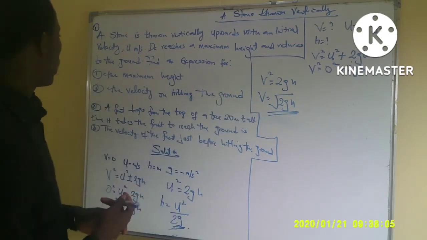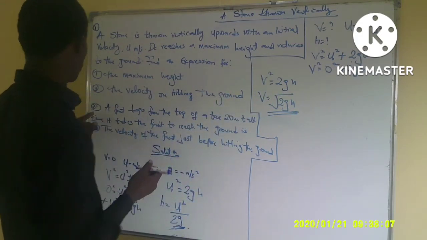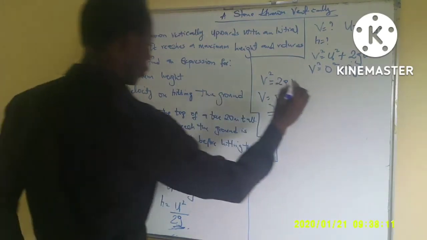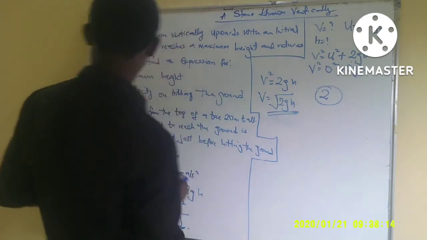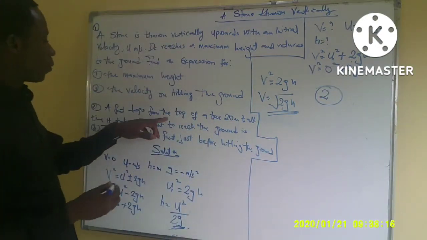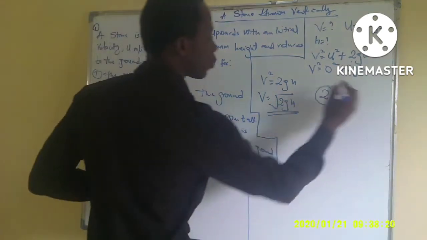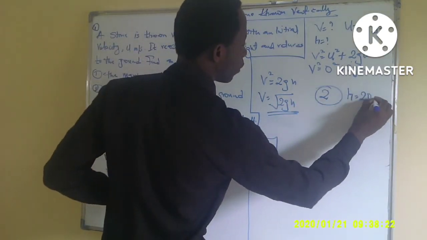So let's go to the second question. Question number 2 says: A fruit drops from the top of a tree, 20 meters. The height of that tree is 20 meters. H is equal to 20 meters.